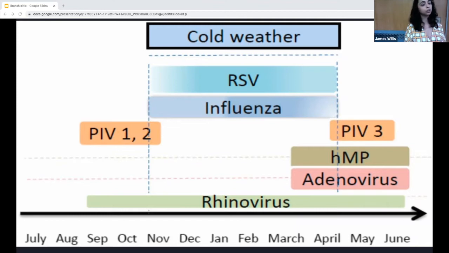Parainfluenza types 1 and 2 are generally seen in the fall. And then we have parainfluenza seen in the spring, alongside human metapneumovirus, which can actually make kids very sick as well. They're seen throughout the year, but they can peak later in the winter and spring. Adenovirus is generally seen throughout the year, but endemic usually in the later winter and spring.